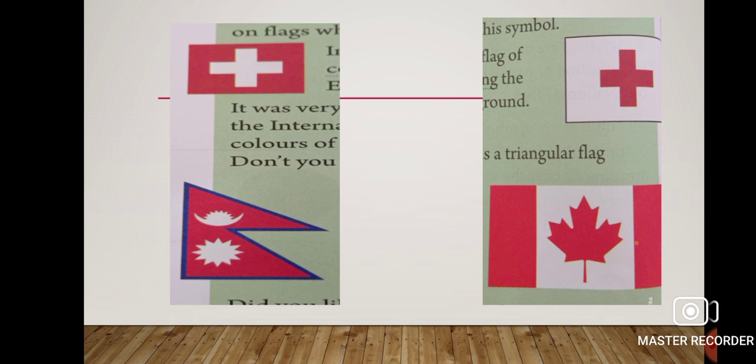Now in this chapter we learned about the flags of different countries, what the symbols on them indicate, the shape of the flag and its importance. I hope you all understood this lesson, but if you have any query or question you can ask me.